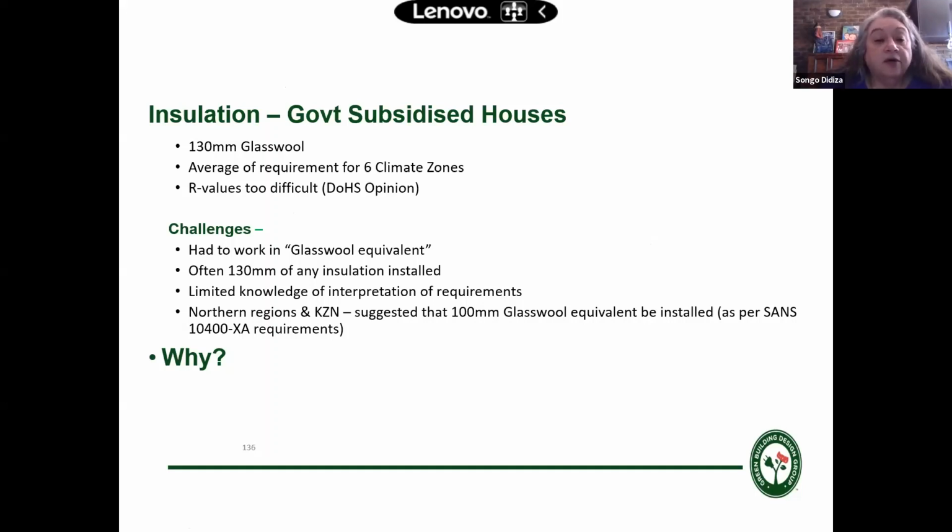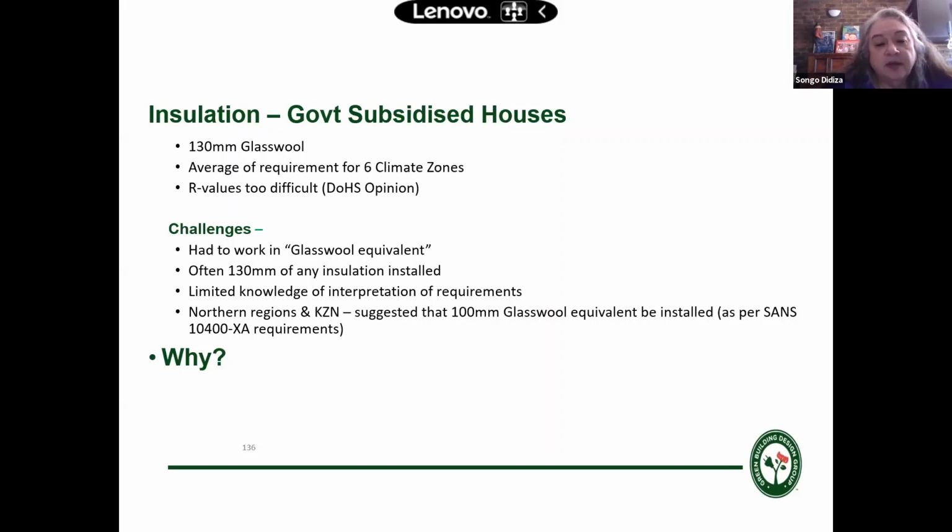The requirement for ceilings and roofing: in their norms and standards, in their red book, they ask for ceilings and 130 mils of glass wool. So when we chatted to them, I asked, why 130 mils glass wool? Can't we put an R value in? And they said no, R value is too difficult, and our building contractors won't understand it.